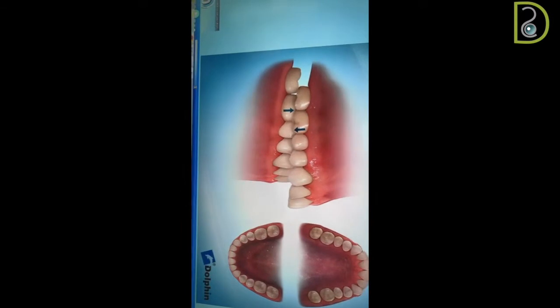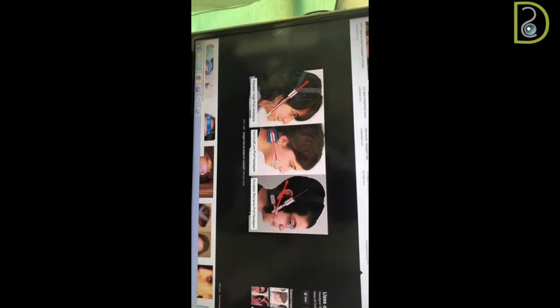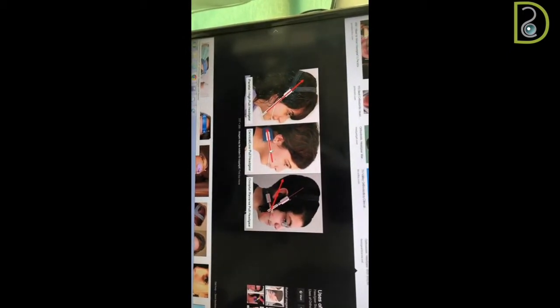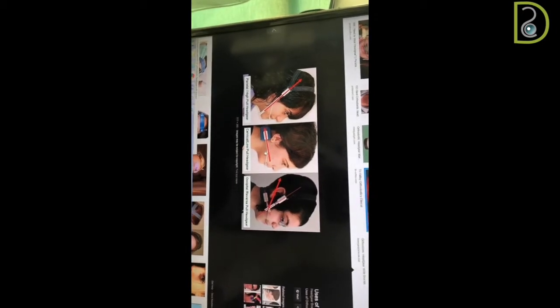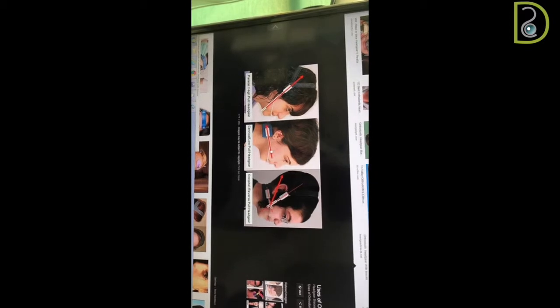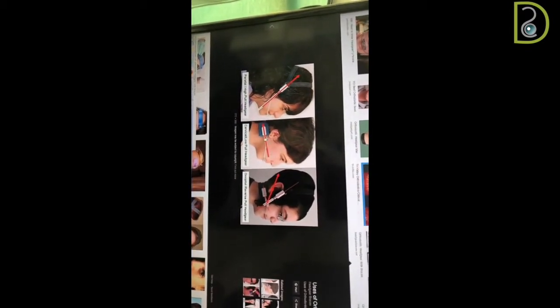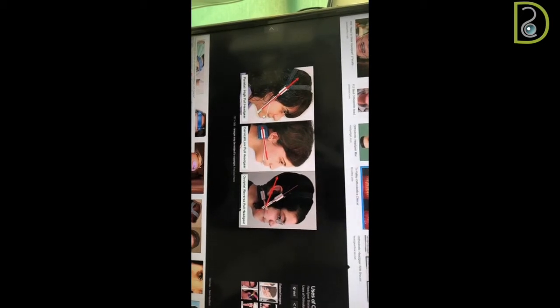Now, I'll show you different photos of headgear. Now, headgear, we have 3 different types. The middle one is the most common type, which is cervical headgear. This retracts the anterior teeth, the molars, and it extrudes. This is the high-pull headgear, and this is a combination of both.